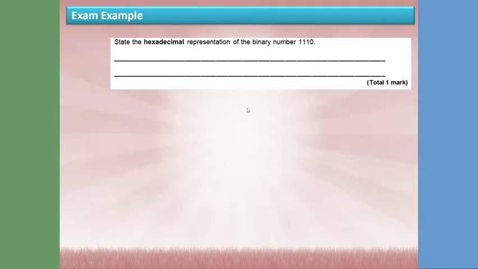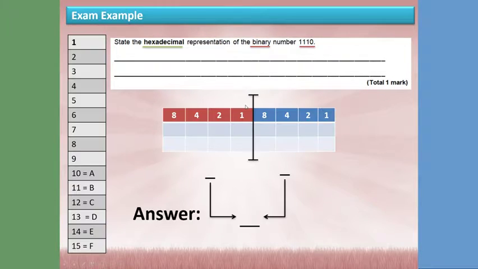Here's an exam question. Hexadecimal, binary number. There's our binary number. Same process. We move the number down under a number line. 1, 2, 4, and 8. We add the columns together where there's a 1. 8 plus 4 plus 2 gives us our 14. 14 in hexadecimal corresponds to an E, the letter E. So our final answer is E.